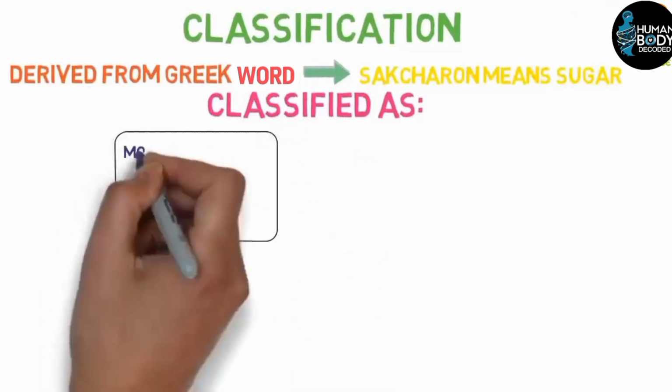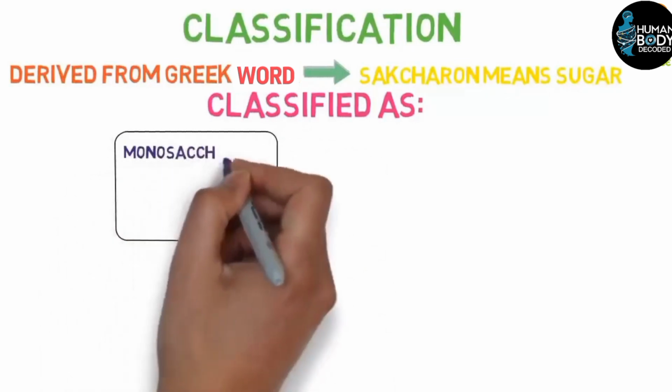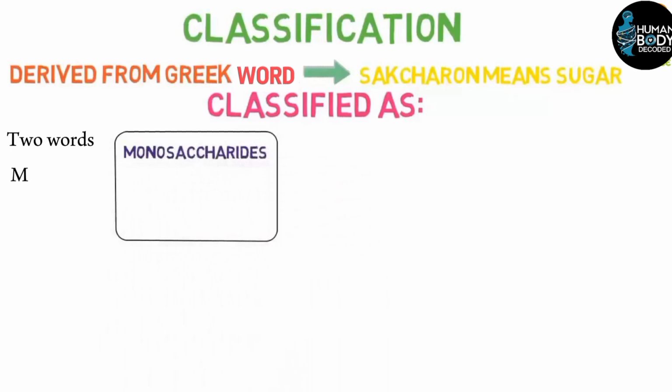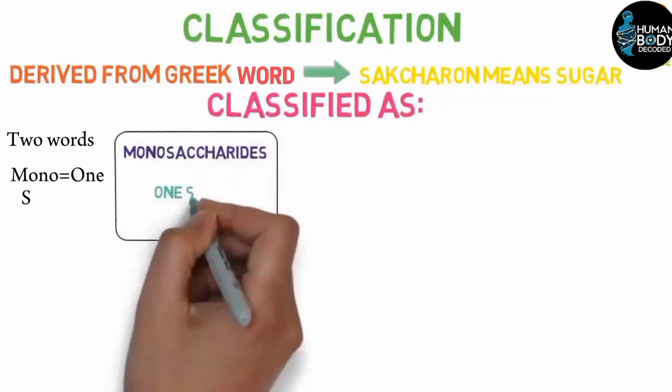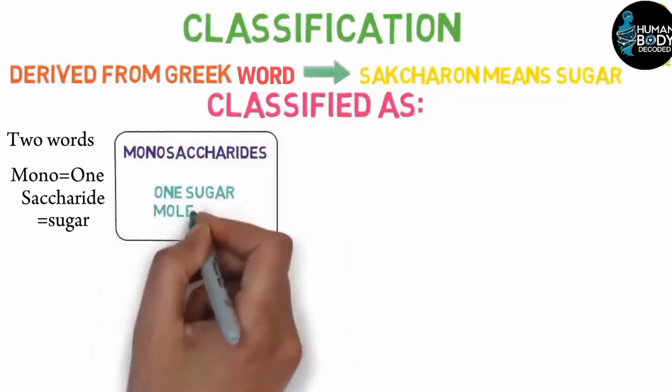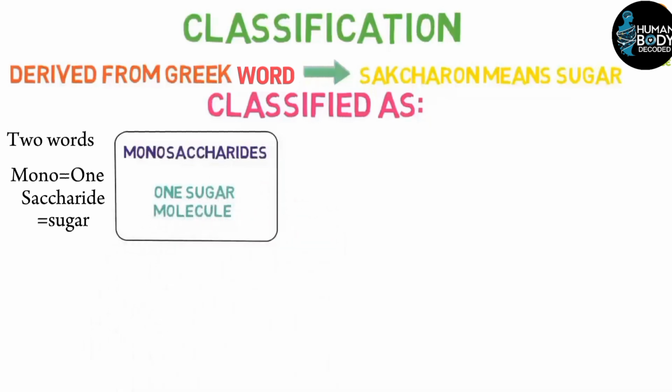The first is monosaccharide. It is made up of 2 words. Mono means one, and saccharide means sugar. A single sugar molecule is called a monosaccharide. Their examples include triose, tetrose, pentose, hexose, and more.